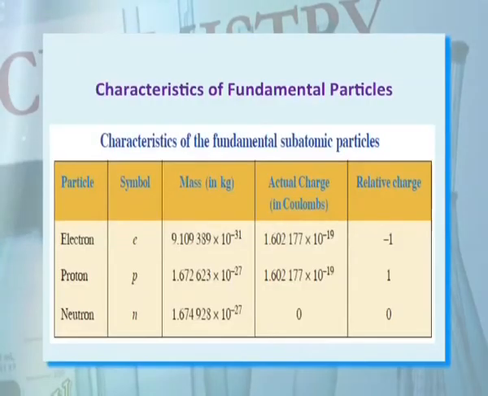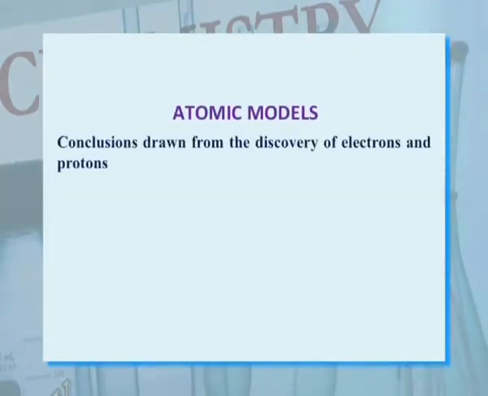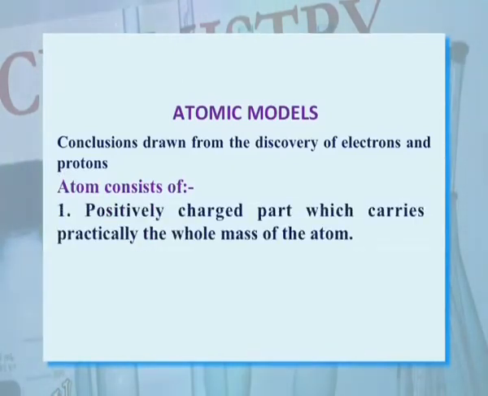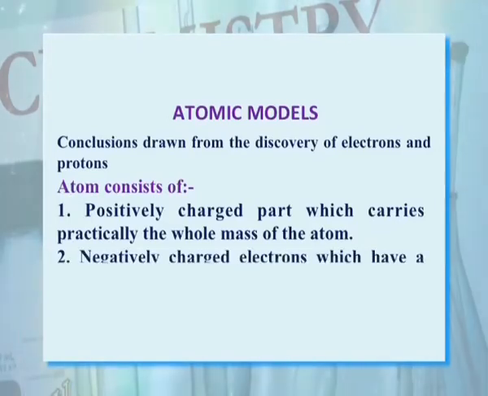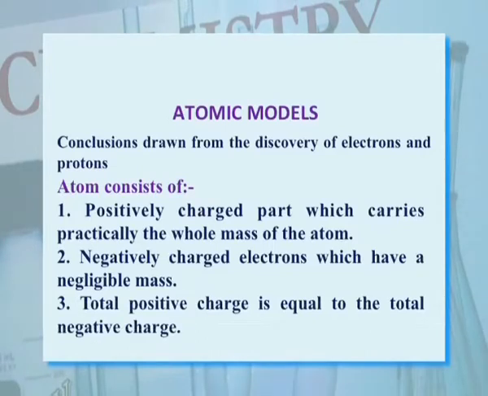Characteristics of fundamental particles. This table shows the different particles, electrons, protons and neutrons, their symbol, mass, charge, etcetera, and their actual charge in coulombs is also mentioned here. Atomic models. Conclusions drawn from the discovery of electron and proton. First, atom consists of a positively charged particle which carries practically the whole mass of the atom. Second, negatively charged electrons which have a negligible mass. Third, the total positive charge is equal to the total negative charge.